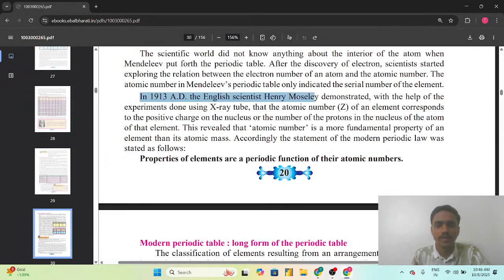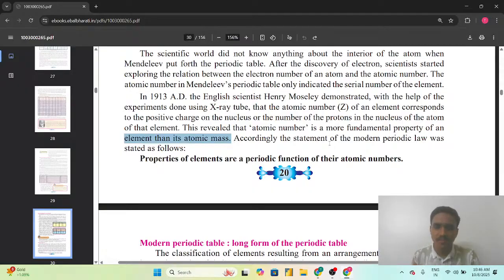In 1913 AD, the English scientist Henry Moseley demonstrated with the help of an experiment done using the X-ray tube that the atomic number of an element corresponds to the positive charge on the nucleus or the number of protons in the nucleus of the atom of that element. This revealed that atomic number is a more fundamental property of the element than its atomic mass. So the atomic number of an element is equal to the number of protons, that is, the positive charge present on the nucleus.